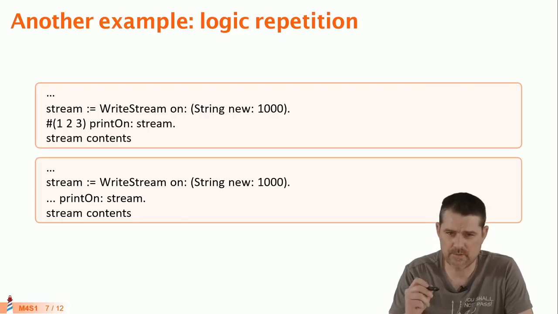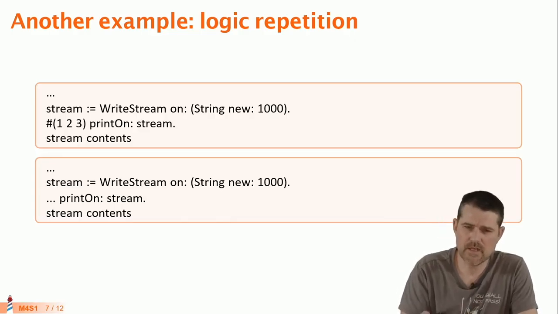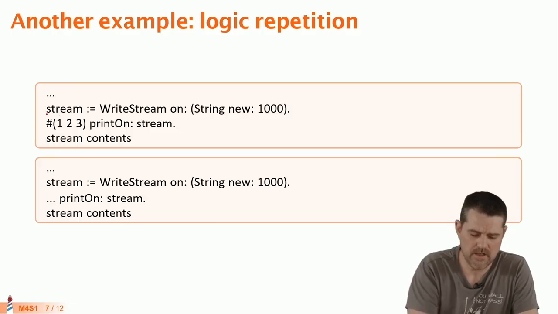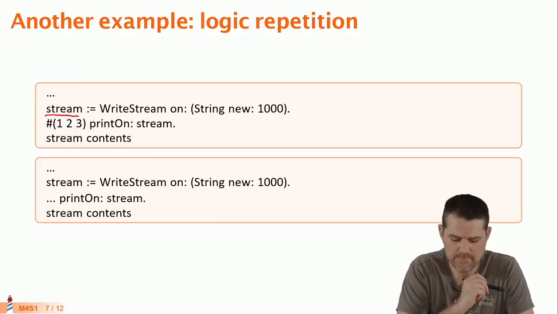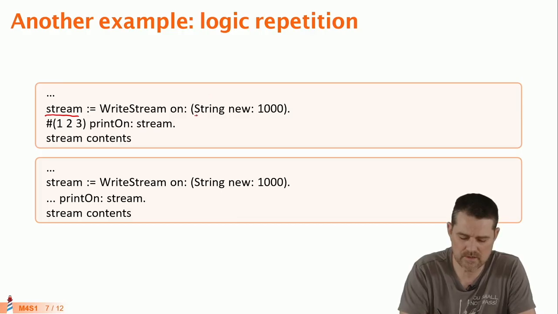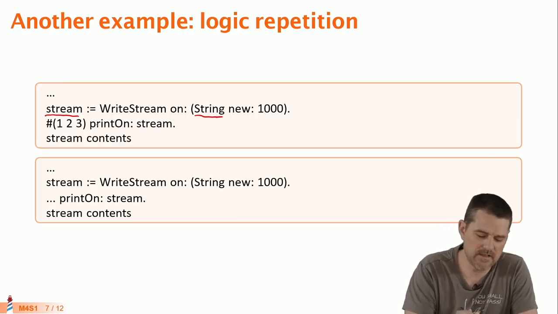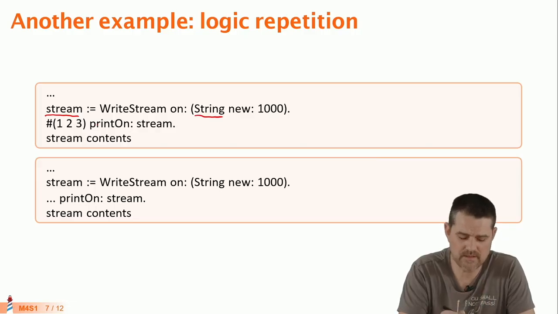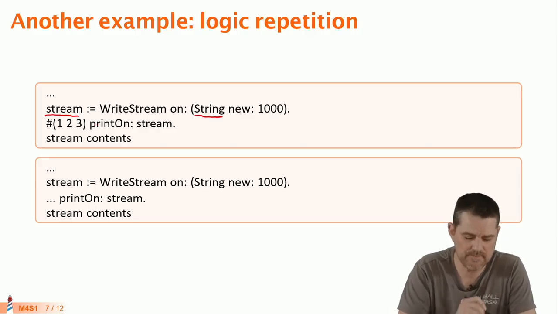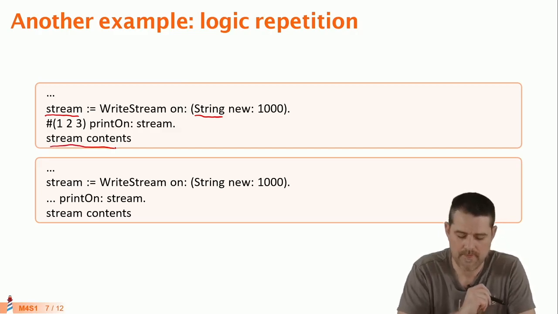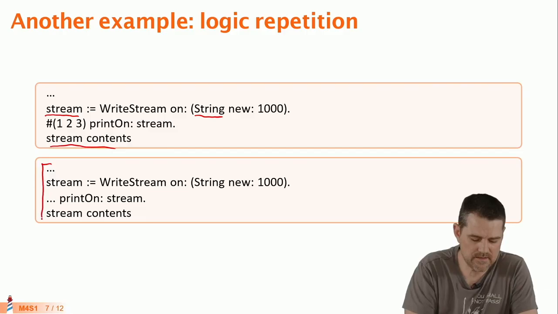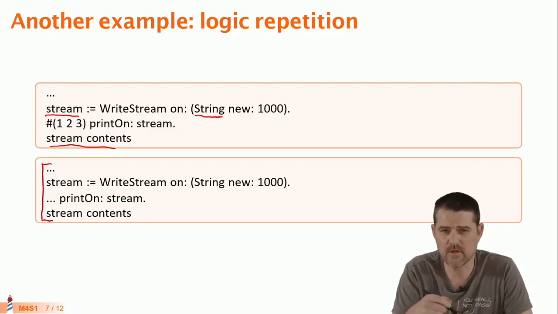So let's have a look at another example. This is a logic repetition. If I want to convert an object to a string, usually we are using this kind of pattern. I start by creating a string stream. I can send a printOn: message to the object and say, okay, display yourself on this stream, and then I get the contents of the stream. So here, this is the kind of code that I should repeat over and over each time I want to convert any kind of object to a string. And the idea is, how can I avoid this kind of logic repetition?